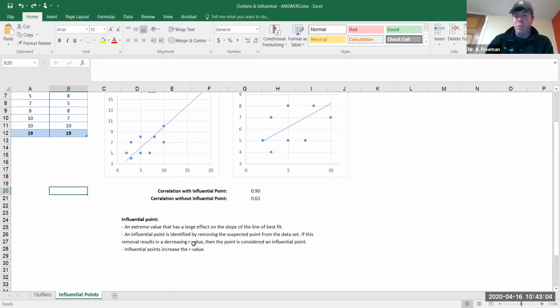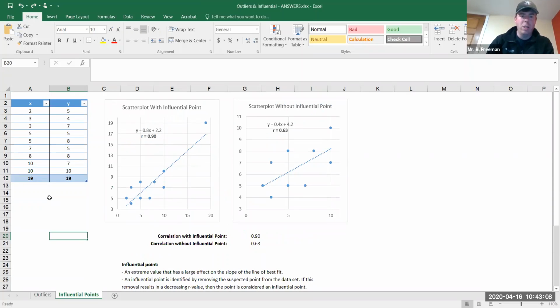Then from here, you can read the other answers. It just gives a summary as to how influential points and traditional outliers can go and change that.